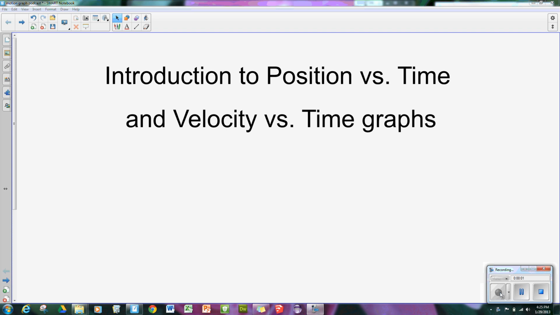...you how to interpret position and velocity time graphs and how to change from one type of graph to the other. First, let's get some vocabulary out of the way.